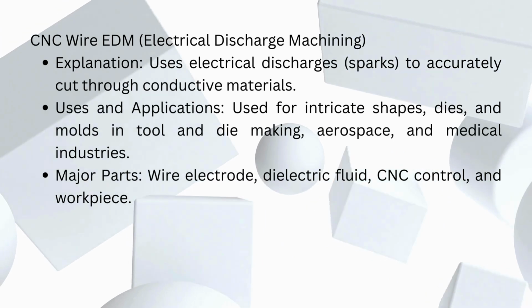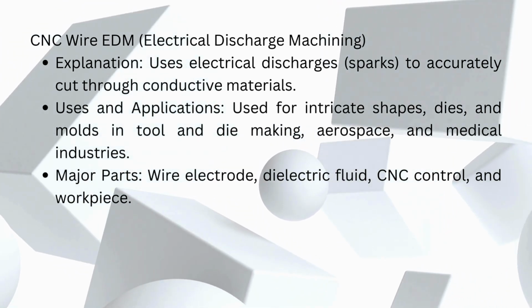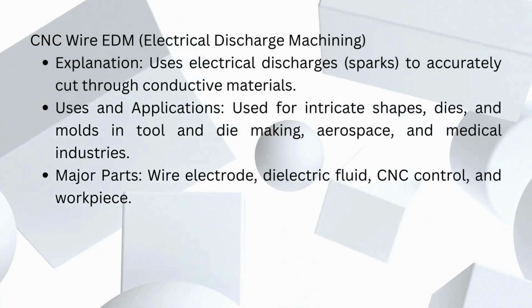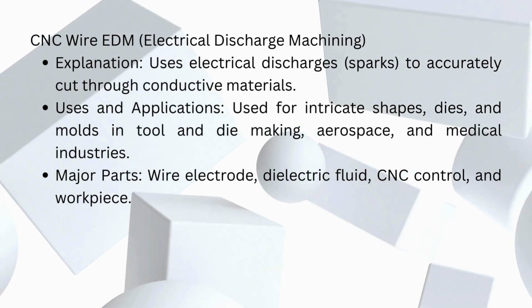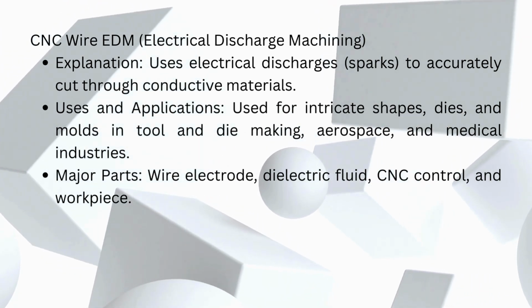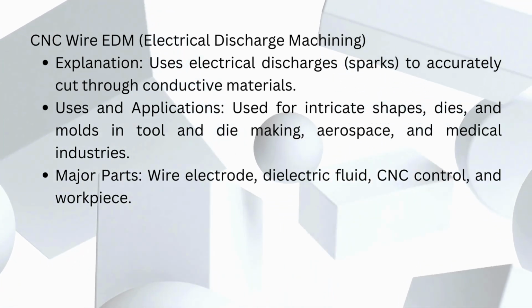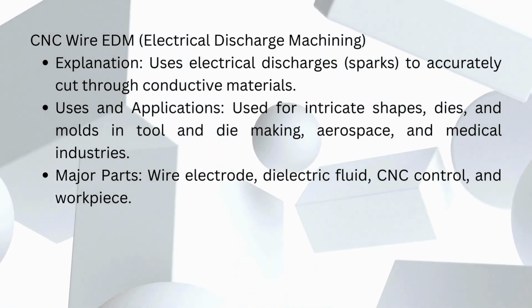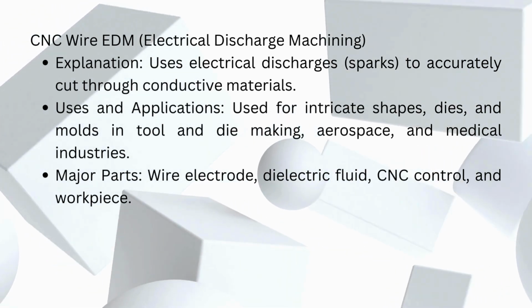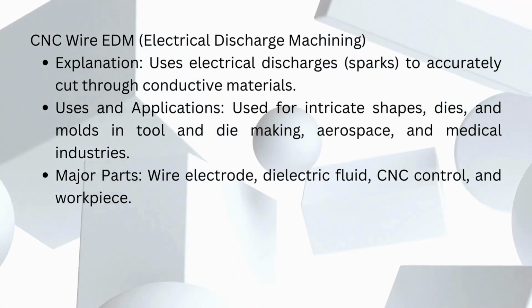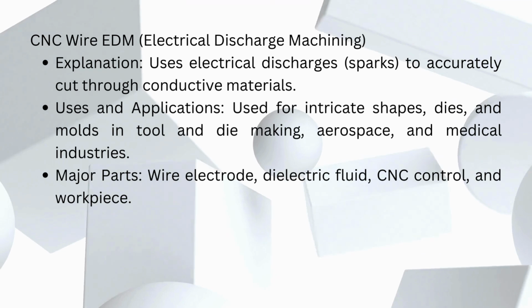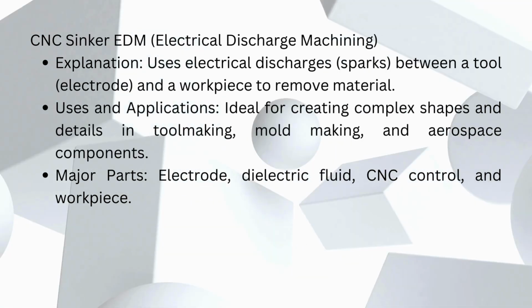CNC wire EDM, electrical discharge machining. Explanation: uses electrical discharges, sparks, to accurately cut through conductive materials. Uses and applications: used for intricate shapes, dies, and molds in tool and die making, aerospace, and medical industries. Major parts: wire electrode, dielectric fluid, CNC control, and workpiece.